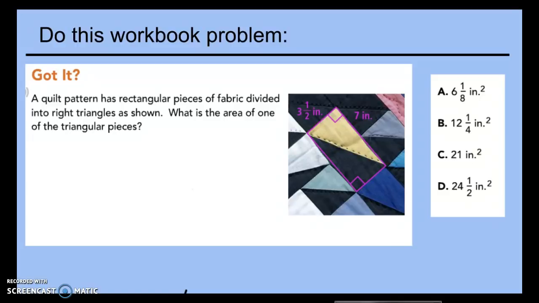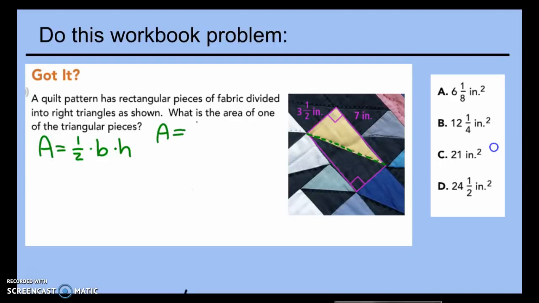So they cut their rectangle in half, and we've got to figure out the area of one of those halves. Now remember, write your formula before you solve the problem. Area of a triangle equals 1/2 times base times height. Okay? So, it would be like this.